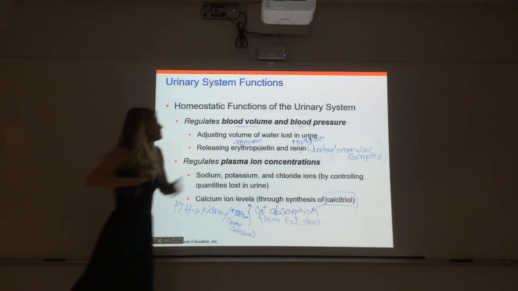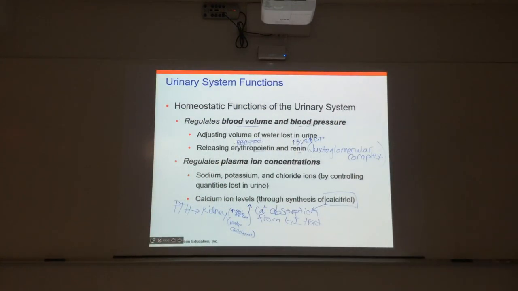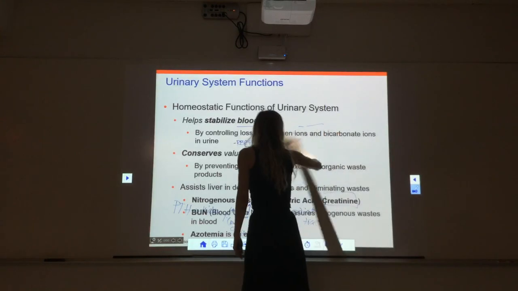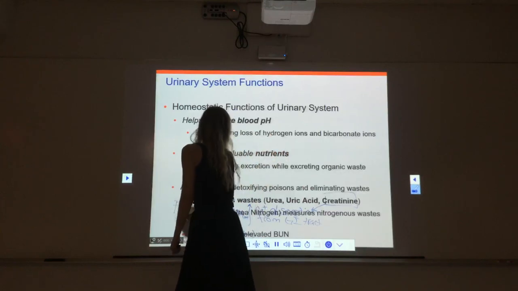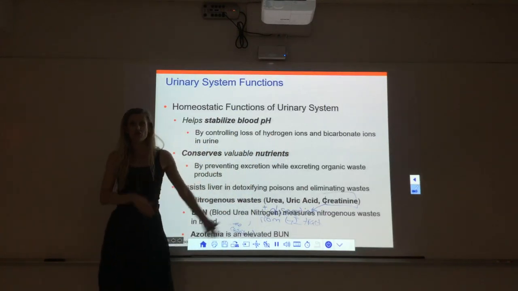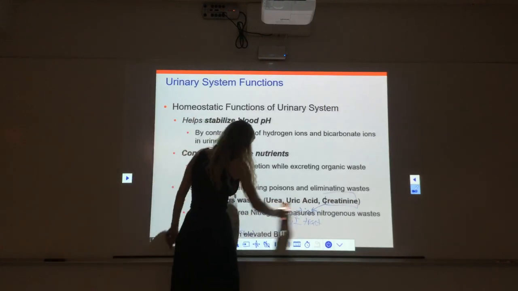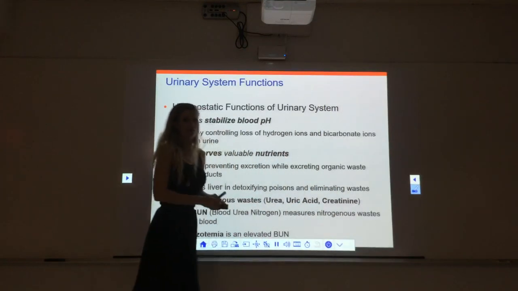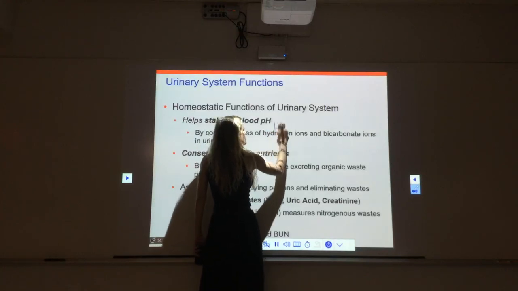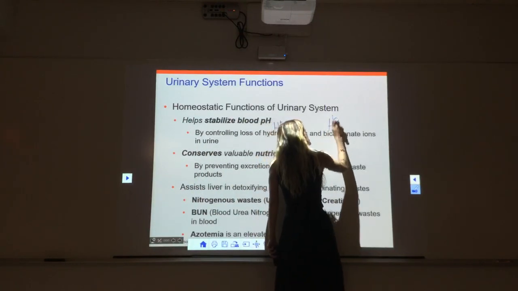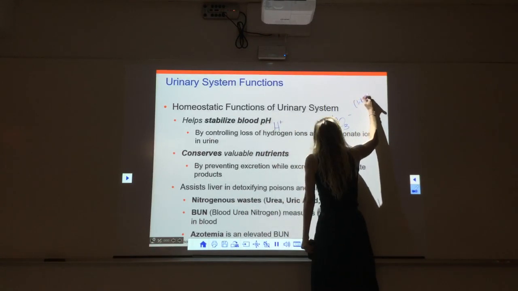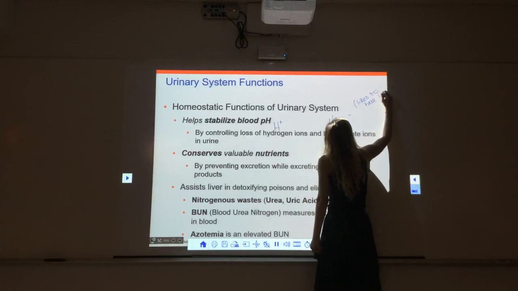Okay? So, the urinary system is important for regulating blood volume and blood pressure. The urinary system is important for regulating plasma ion concentrations. It's also important for stabilizing blood pH. Just like we can control the ions that we get rid of in the urine or that we reabsorb back into the body, we can control the retention or the loss of hydrogen ions and bicarbonate ions. So hydrogen ions and bicarb is HCO3-. This bicarb likes to take hydrogen ions away.